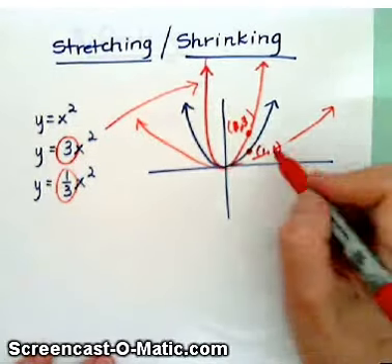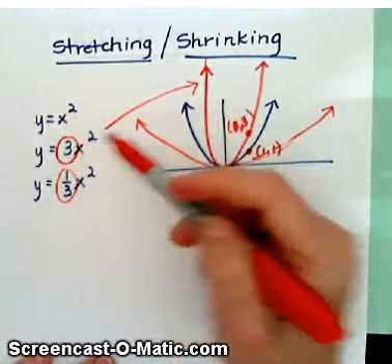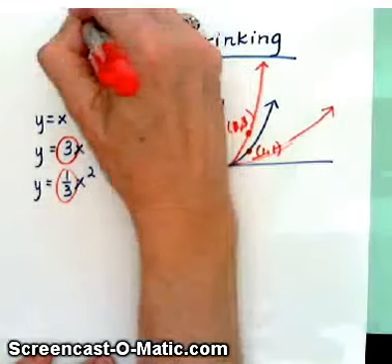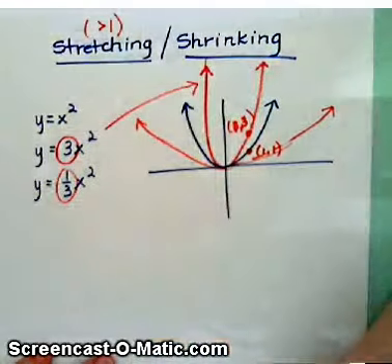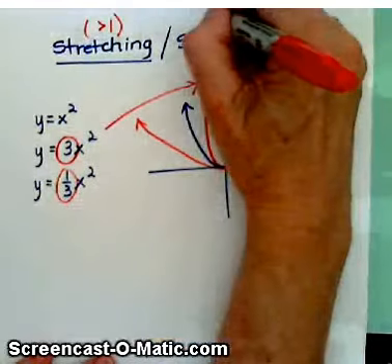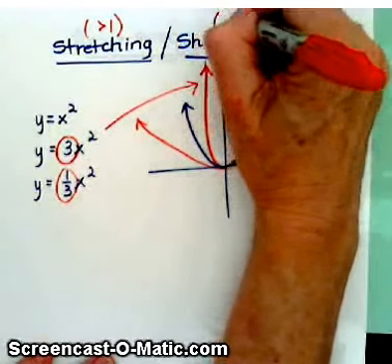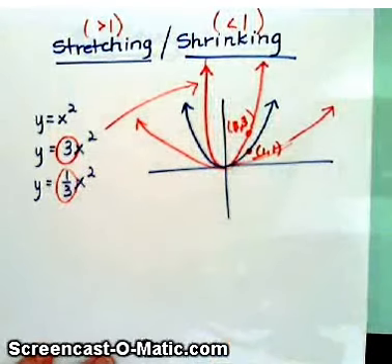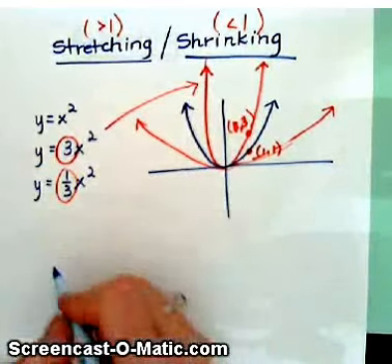So that's the difference. A number greater than 1 is going to stretch. And a number less than 1, but still greater than 0, a positive number less than 1, a fraction, is going to shrink. Let me draw a better picture. Let's do one more example.